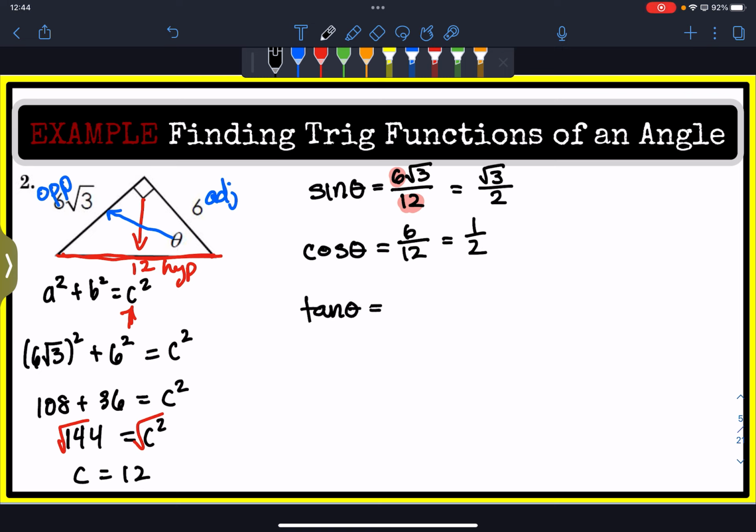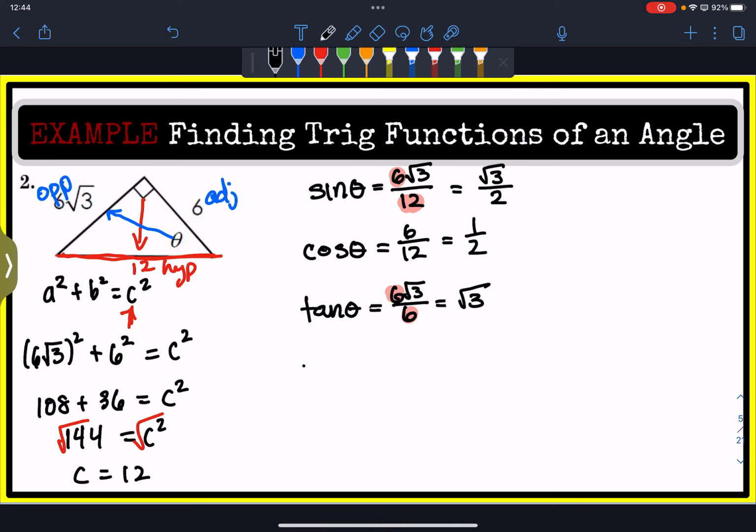Tangent divides the opposite side, which is 6 radical 3, by the adjacent side, which is 6. And well, here, 6 and 6 are common factors, so that's going to just simply be 1 over 1. So 1 radical 3, which is just radical 3 divided by 1. So there you have it.